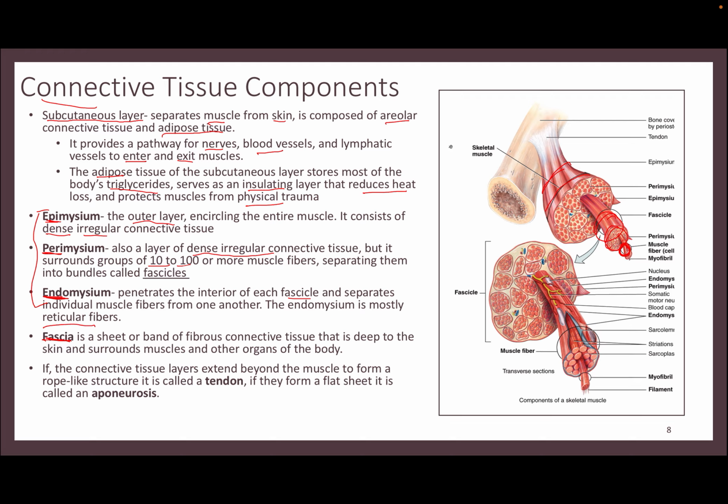There's also stuff called fascia. These are sheets or bands of fibrous connective tissue that are deep to the skin, and they surround the muscle and other organs that we see within the body. And if the connective tissue extends beyond the muscle to form a rope-like structure, then we call that a tendon, which we can see here. If it forms a flat sheet, then it's going to be called an aponeurosis. We have this on top of your noggin, connecting the occipitalis and the frontalis muscles. It's connected by an aponeurosis, a flat sheet of connective tissue.